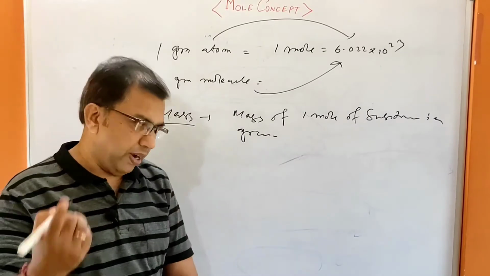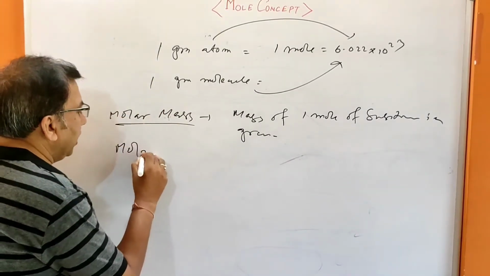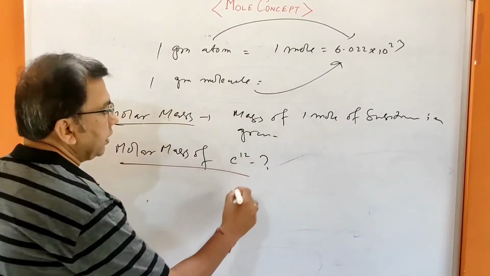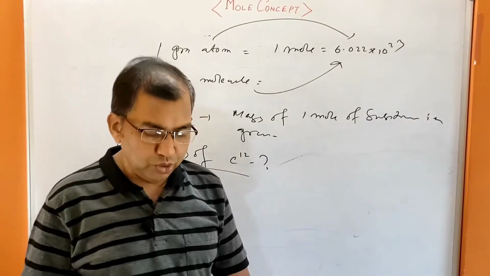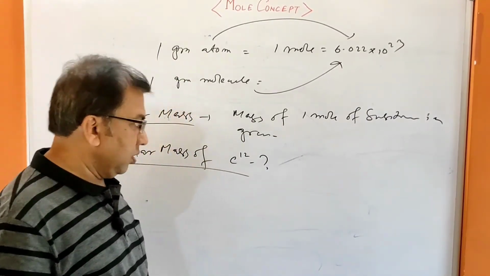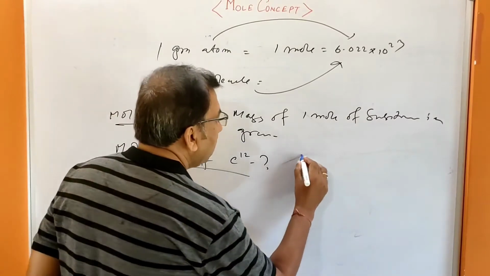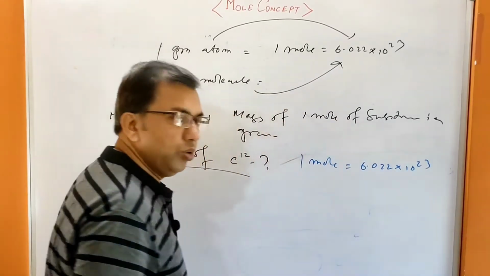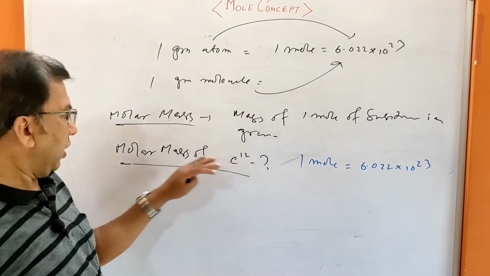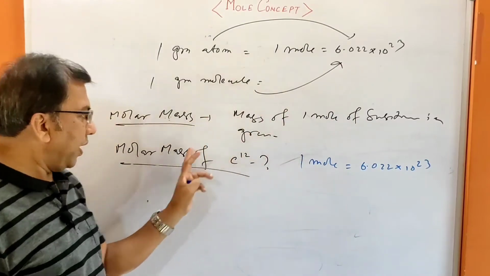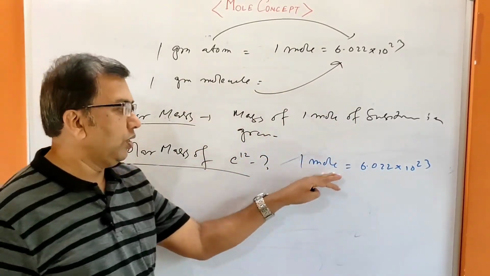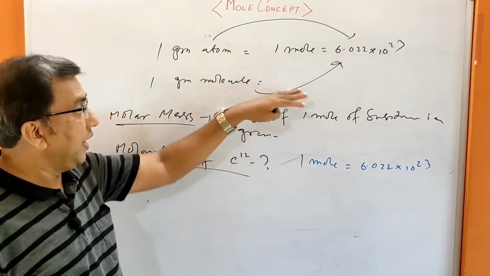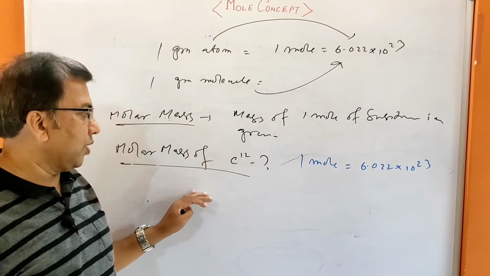The molar mass of carbon कितना होगा? If you have to find the molar mass of C12 कितना होगा? बताओ. मोलर मास ऑफ कार्बन 12 का मोलर मास कितना होगा? 1 मोल कितना? 6.022 × 10^23. मोलर मास का मतलब क्या है? मास ऑफ 1 मोल ऑफ सब्सटेंस इन ग्राम. तो व्हाट इज 1 मोल? पहले मास ऑफ 1 मोल ऑफ कार्बन कितना है? मास ऑफ 1 कार्बन एटम कितना है?